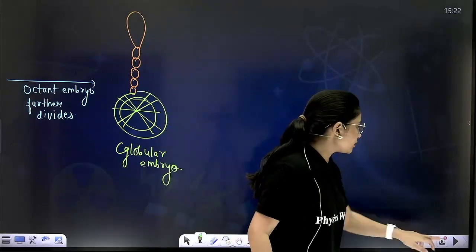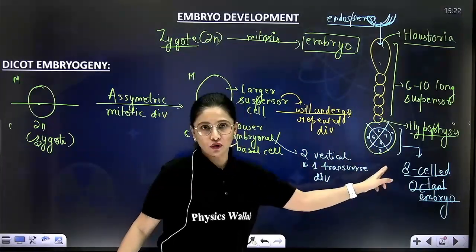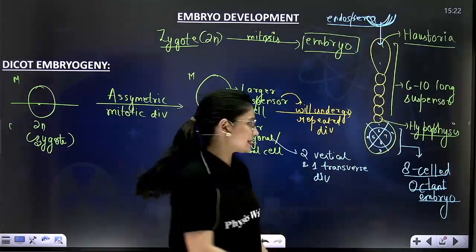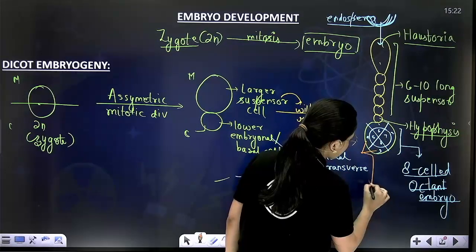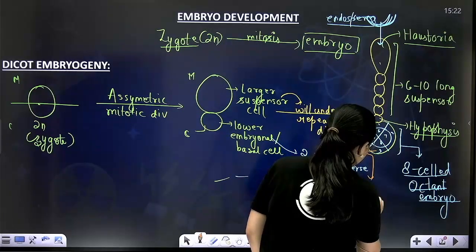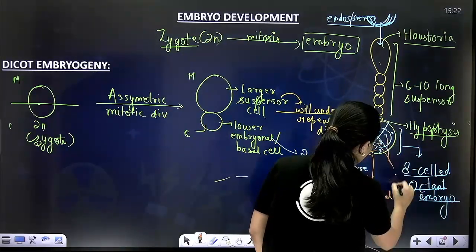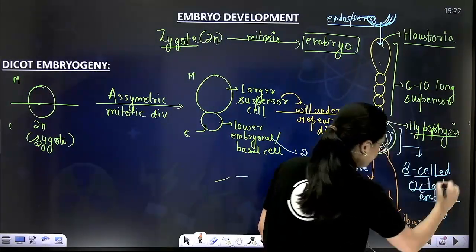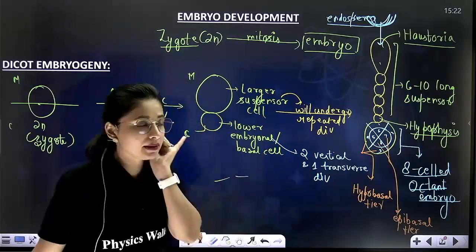Now, one more thing I wanted to tell you in this octant embryo, beta, you see a total of 8 cells. Outer 4 cells, inner 4 cells. The outer 4 are hypobasal tier and the inner 4 are epibasal tier. So one more thing we can write over here. These outer ones are known as hypobasal tier, and the inner ones are known as epibasal tier. So out of 8, 4 form the hypobasal tier and 4 form the epibasal tier.